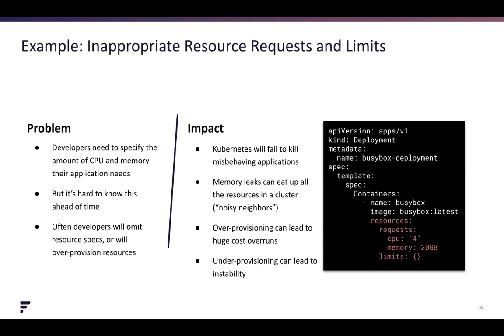Often when folks are told, hey, you need to be setting CPU and memory, they'll just set them to something very high because they don't really know what to set them to, and they want to make sure their application doesn't crash. And having more than enough memory makes it easy to guarantee your application's not going to crash. But this could lead to huge cost overruns. If this application, for instance, only needs 1 gigabyte of memory, then we're spending 20 times as much money on the underlying infrastructure than we actually need.